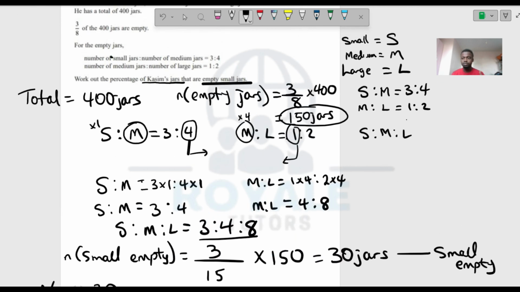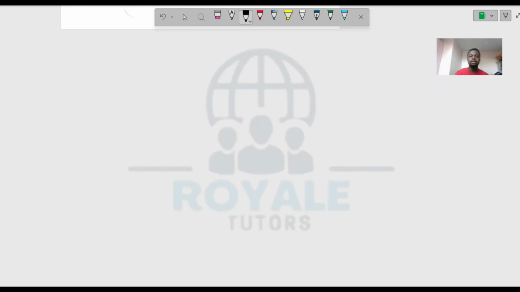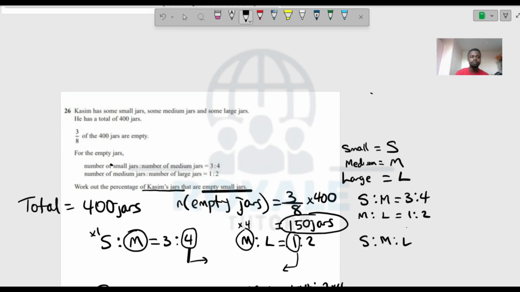Try to get the number of empty jars, try to get the ratio, try to get the number of small empty jars, then divide it by the total number and multiply it by 100%. So let's see the next question.